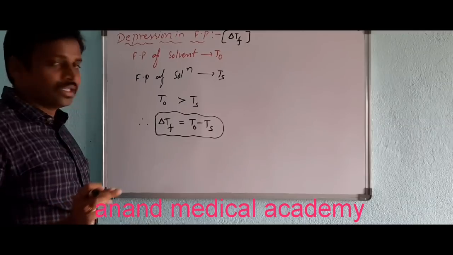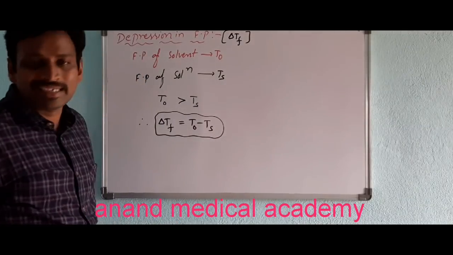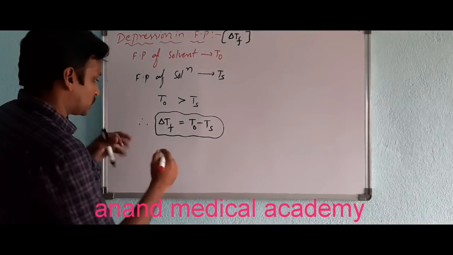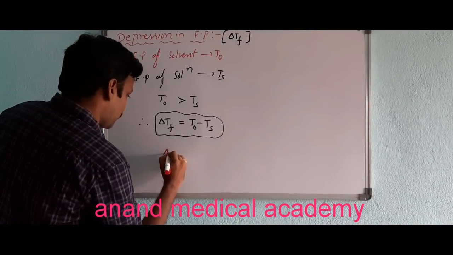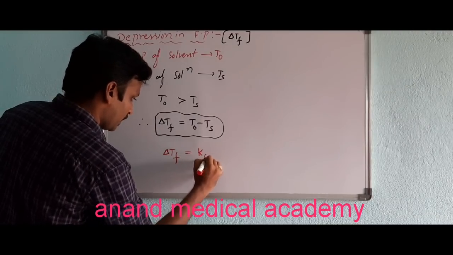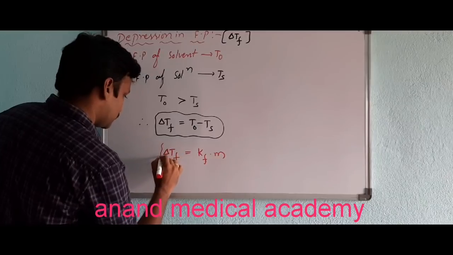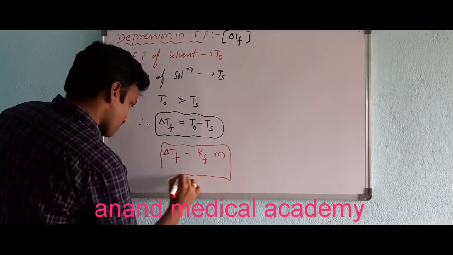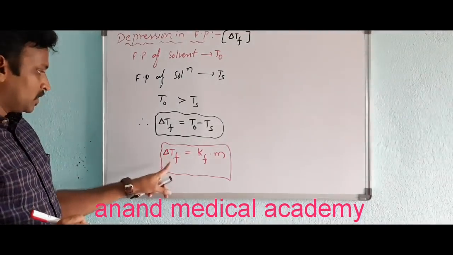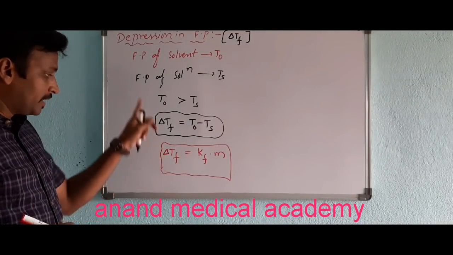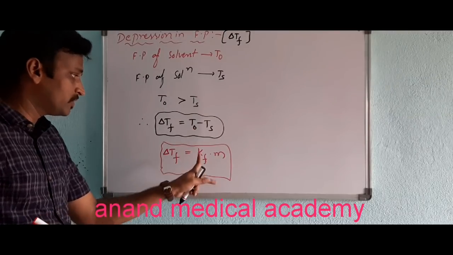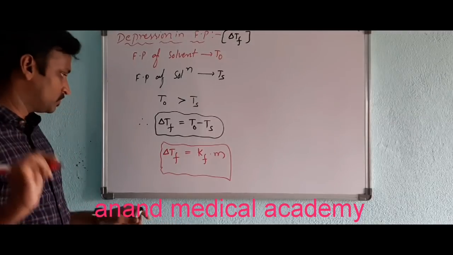So what is delta Tf? It is T0 minus Ts. That's it. So one thing is over. Next, delta Tf is equal to Kf into m. Same story. There, delta Tb is equal to Kb into m. Here, delta Tf is equal to Kf into m.